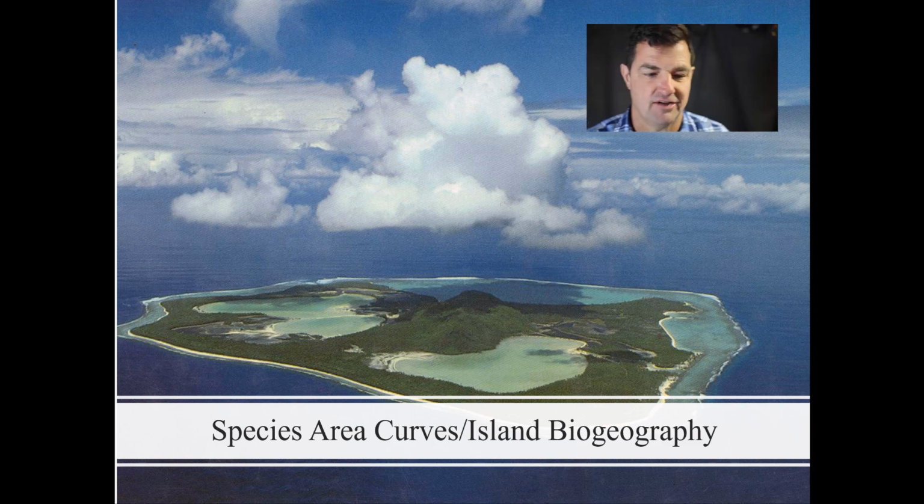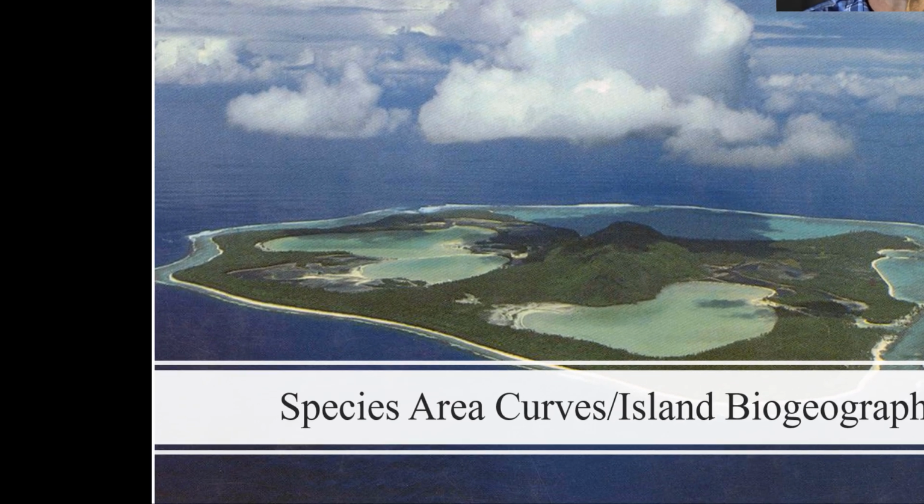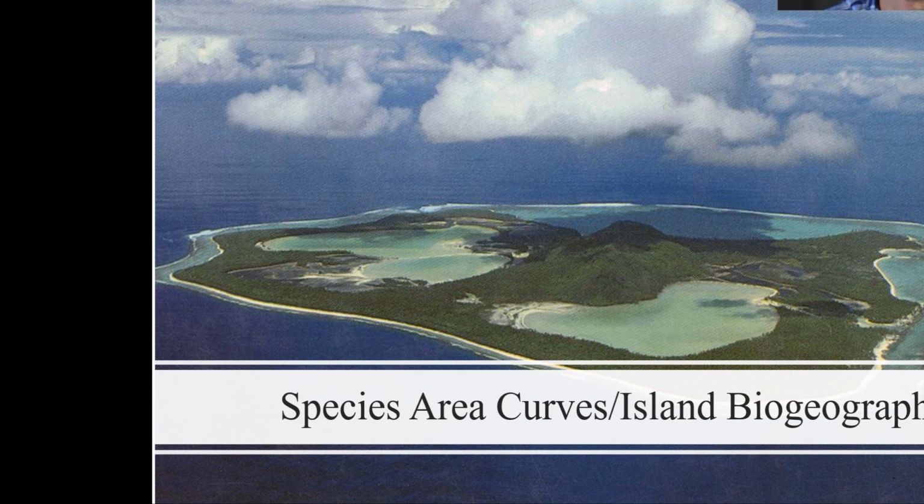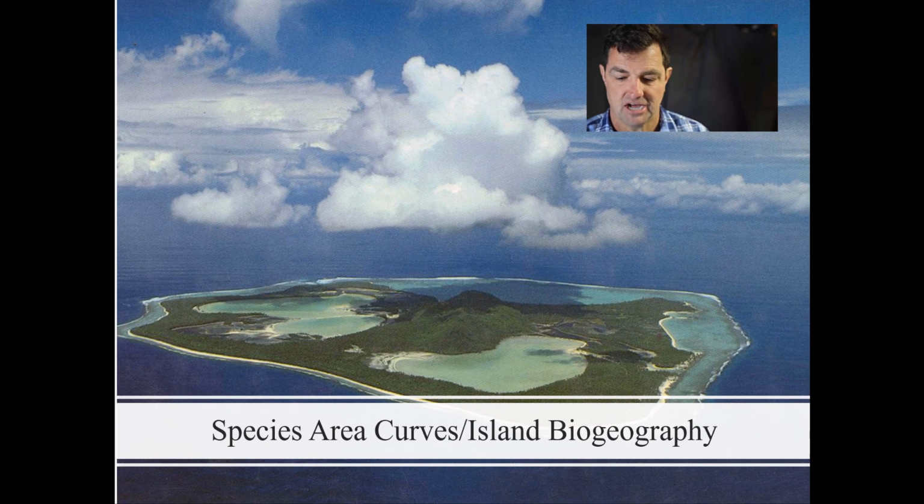Right, hi everybody. Today I'd like to talk to you about island biogeography and species area curves. So if you take a look at this image here, you can see what we call an oceanic island surrounded by large areas of ocean. And that huge area of ocean implies that the island is isolated. And so you might imagine an oceanic island can be an isolated place, isolated by ocean.